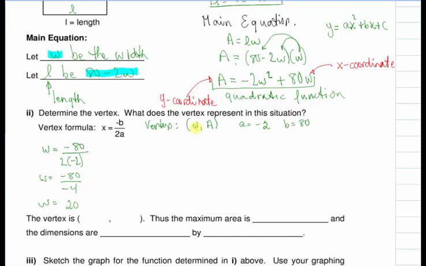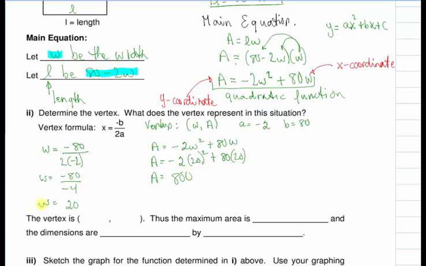Now what we want to do is to get the second coordinate of our vertex, which is our area. So how do we do that? Well, we go back to our formula. Area is equal to -2W squared plus 80W. And because I know what W is, I can just substitute that value into W into my formula, and that will give me A when I simplify. So area is equal to -2 times 20 squared plus 80 times 20. And so the area is equal to 800.